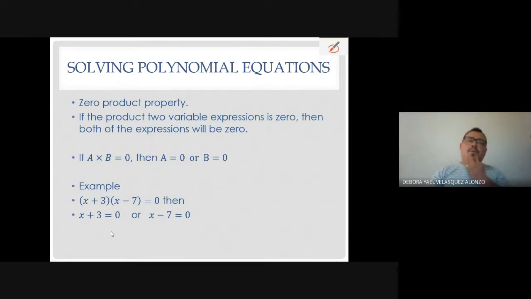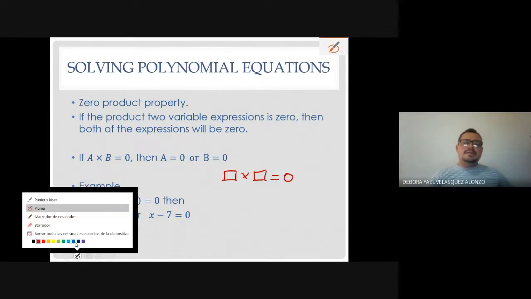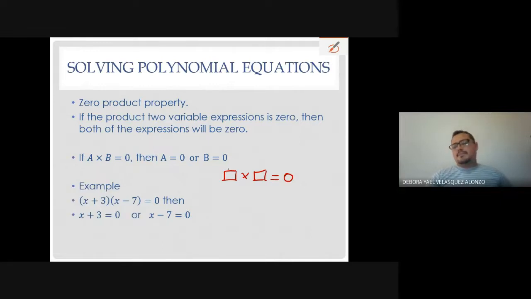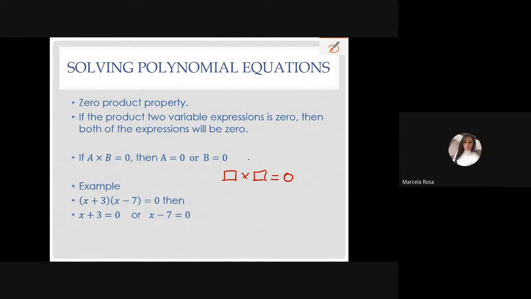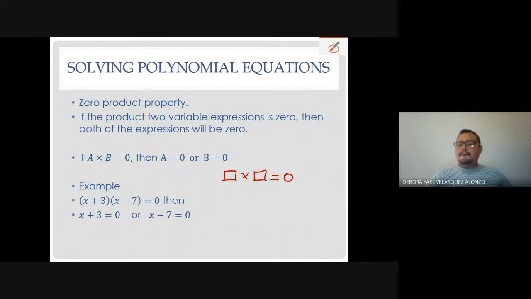Here comes another property that will help us to solve any polynomial equation, and it's the zero product property. I saw that you used it so well to solve one of the quadratic equations. For example, if you have the product of two numbers, and you don't know the two numbers, you just know that the result of this one is 0. Can you guess one of the numbers? 0. But which one is going to be 0? Either one. Because I don't know which one, I can suppose that either of them will be 0.